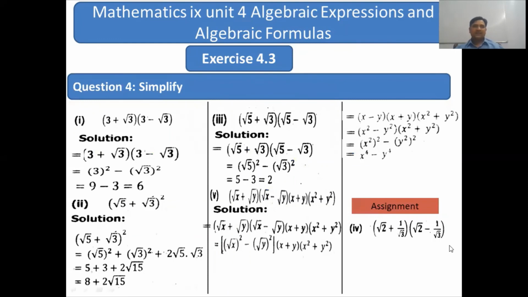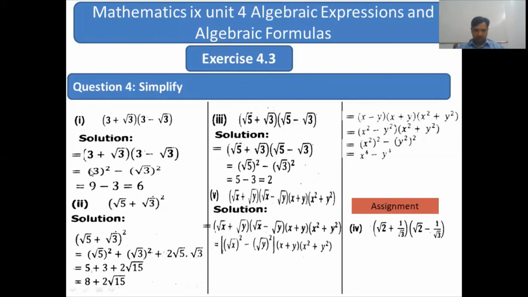Question 4. Simplify. 3 plus square root of 3, 3 minus square root of 3. So you know that if we have a square minus b square, we can write it as a plus b times a minus b. So here is a plus b and a minus b, so we can write it as a square minus b square. So here is 3 plus square root of 3 and 3 minus square root of 3. So we can write it as 3 square minus square root of 3 square.